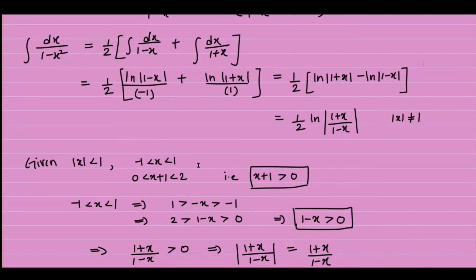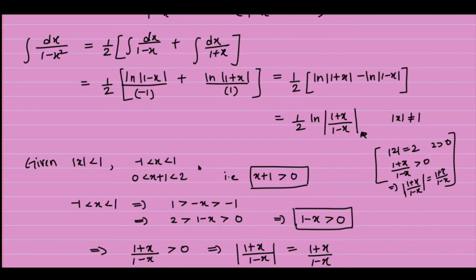Now we will show that this quantity (1 plus x) by (1 minus x) is positive, so that we need not write modulus here. If a quantity is positive, like modulus of 2 is 2 itself as 2 is a positive quantity, the modulus of that number is that number itself. So our aim is to show that (1 plus x) by (1 minus x) is positive, which will imply that modulus of (1 plus x) by (1 minus x) is the same as (1 plus x) by (1 minus x).